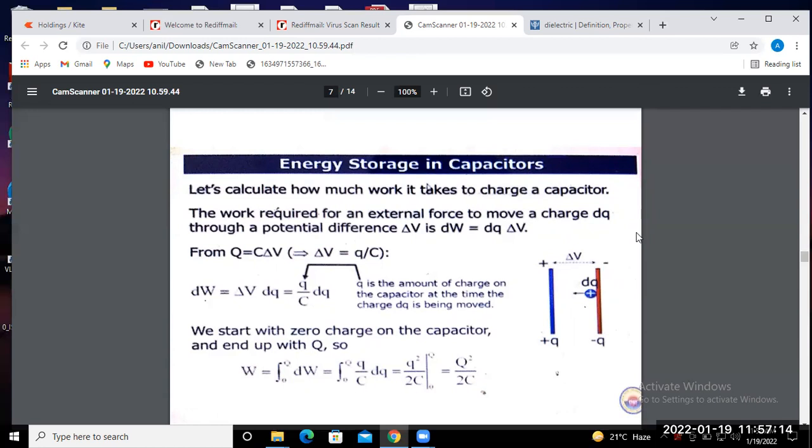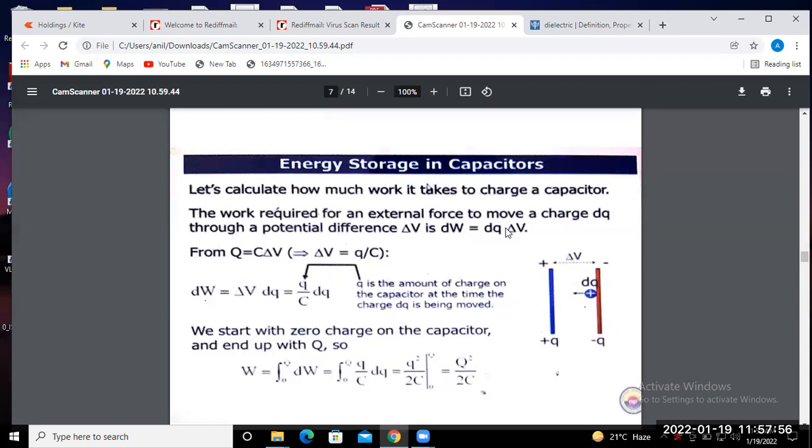As we know, Q equals C into V, that is, capacitance into the potential difference of the capacitor. For a small movement of the charge, the potential difference is delta V. So from this equation, delta V equals nothing but Q by C. Just put here the value of dq and delta V, and integrate, and the total charge that will be stored is nothing but Q.